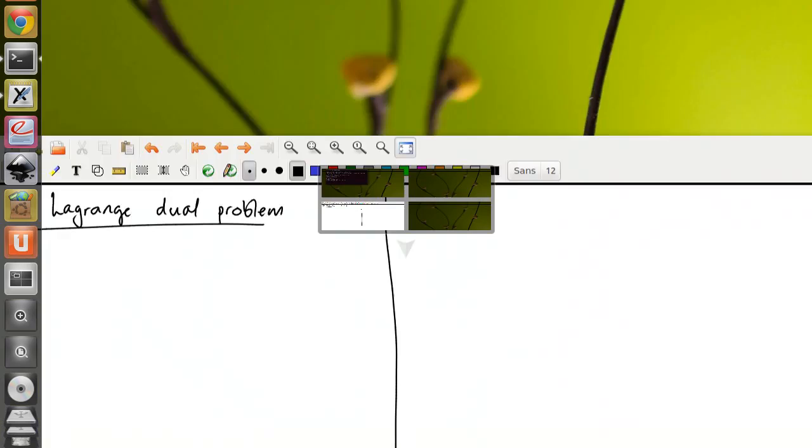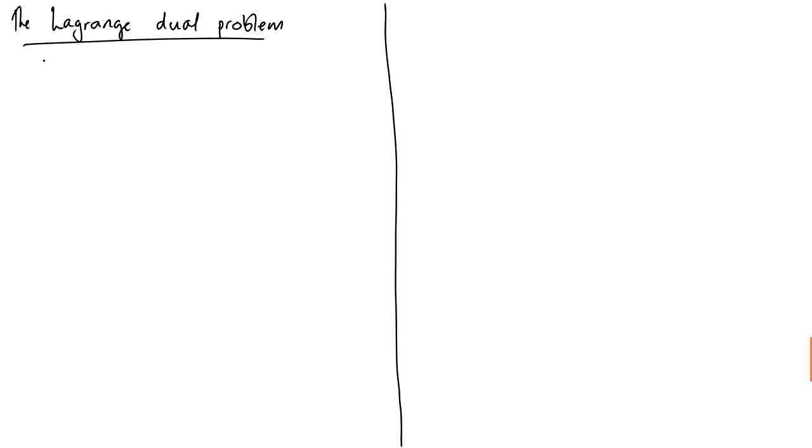Yes. Okay, so the Lagrange dual problem: what is the greatest upper bound, sorry, greatest lower bound on p star we can get?